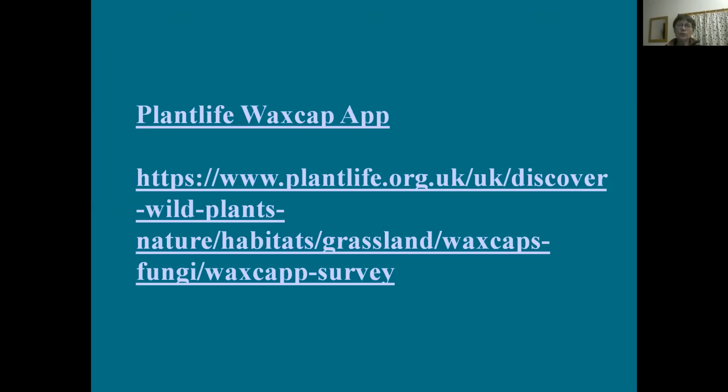If you're interested, and you want to get out there, there are various keys that you can access online. This is a particularly nice one, the Plant Life Waxcap app. If you Google Plant Life Waxcap, you'll come up, I think, with this link. And it's all about getting out there and recording waxcaps and helping you to get familiar with the characters and how to put them together, and how you might decide there were different species on your site.